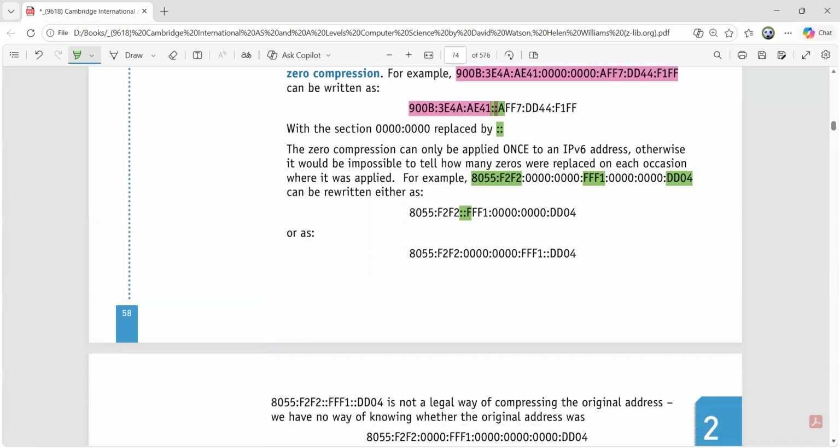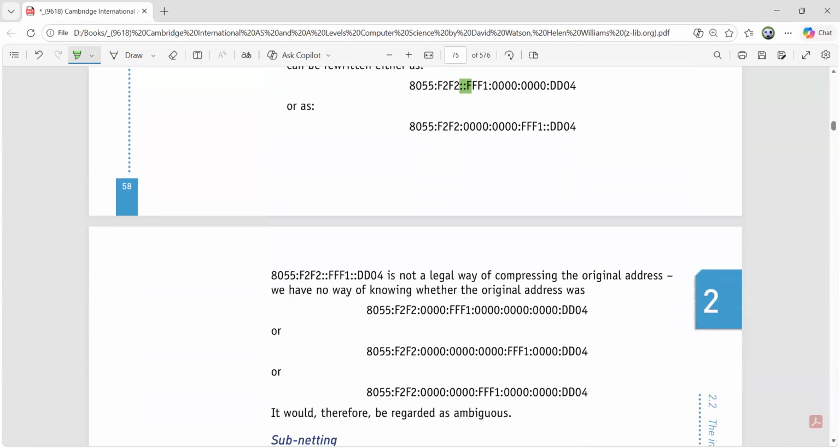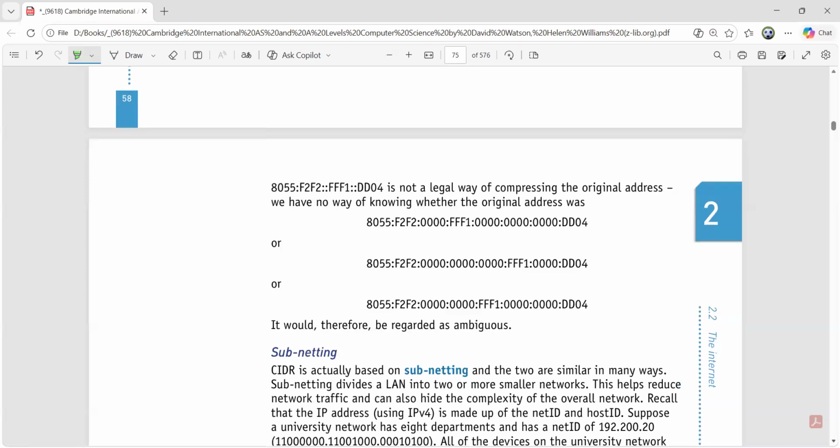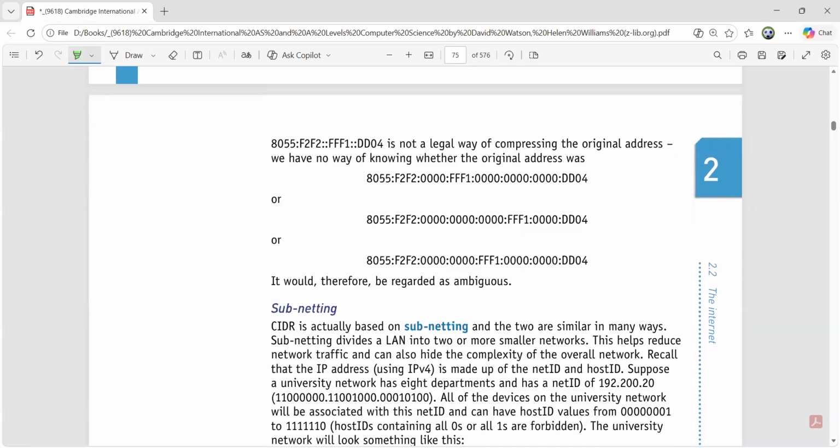It is not possible to apply zero compression more than once, because then it will not be possible to know where the zeros were. This will make things a little ambiguous. So this is the main thing about zero compression. It is applied in IPv6, not in IPv4. Please be clear. And it is applied only once in your IPv6. It is not possible to have zero compression applied more than once in your IPv6.